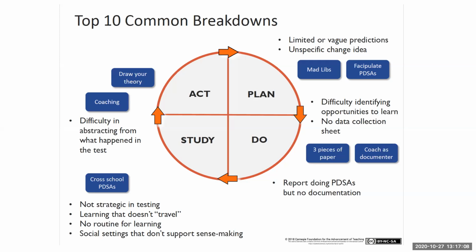Well, if you don't have predictions about why you're doing this idea that tie to making progress in the drivers that you laid out in your theory of improvement or driver diagram, then you don't really know for sure if the change is an improvement or not. Another problem that people often fall prey to is having a really unspecific change idea. So being like, we're going to do professional development, but not really laying out exactly what that means.